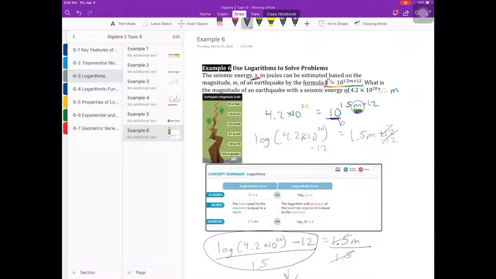Logarithms and exponents are basically inverses of one another, and you should be very comfortable switching back and forth between each one. And we'll do lots of practice with this in class.